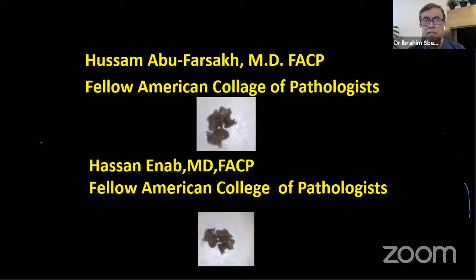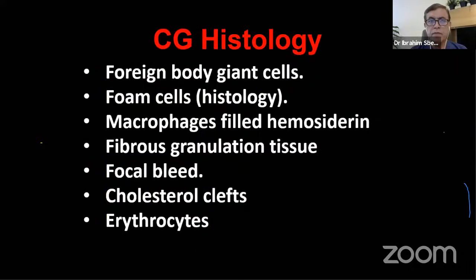My two colleagues, Professor Sam Farsha and Professor Hassan Annab, both are fellows of the American College of Pathologists. They are the main pathologists I'm dealing with, and they serve me really great with the histological evidence. They do every neuro staining, you know. They are very elaborate. They go in depth to give me the best results of histopathology.